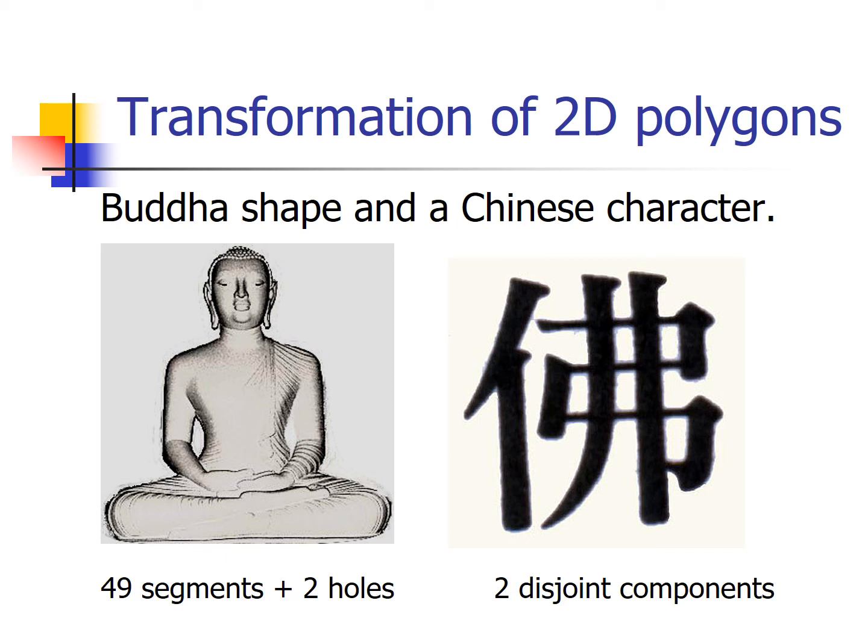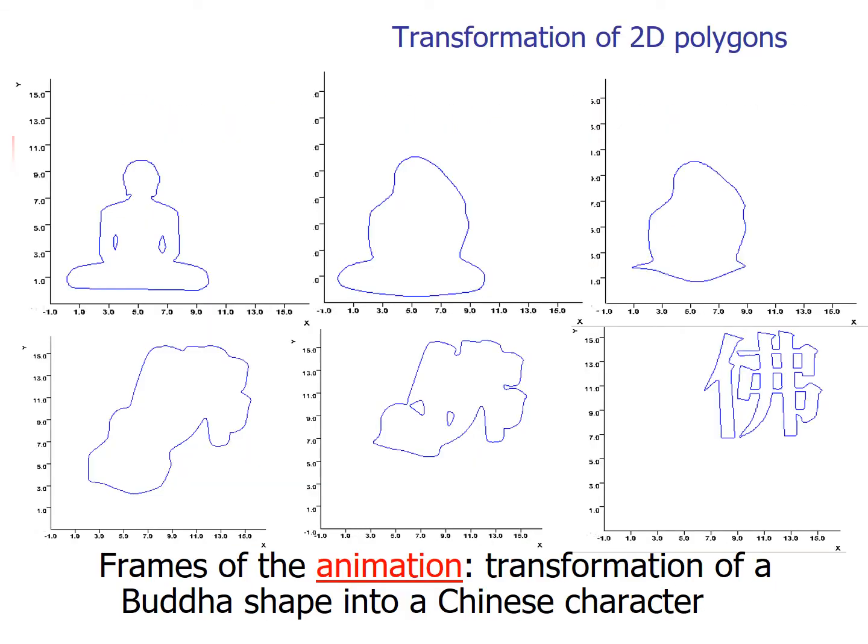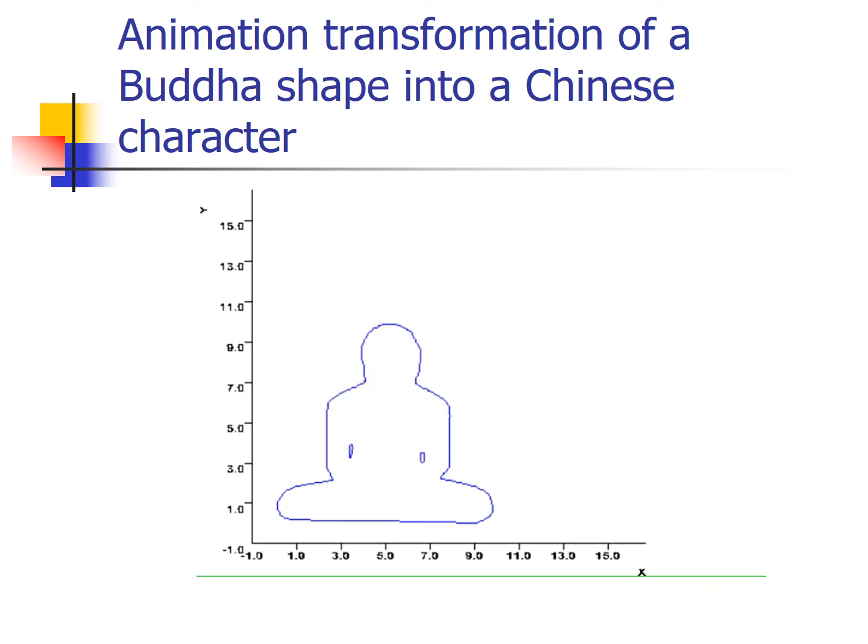As one can see, the initial shapes have quite different topology. They were placed on the plane without overlapping. Here you can see a sequence of animation frames, transformation of a Buddha shape into a Chinese character. Here you can see this animation.